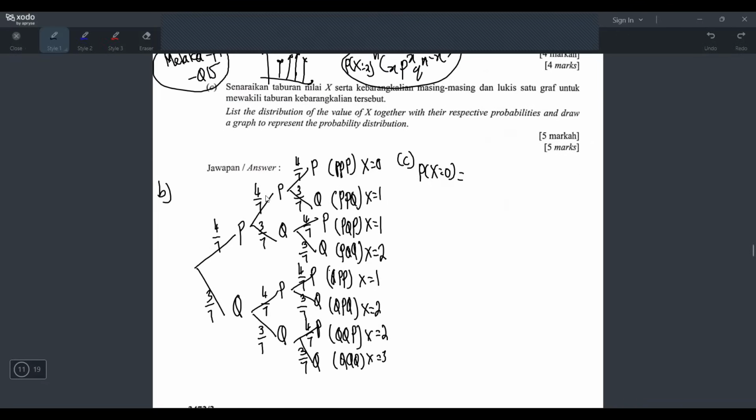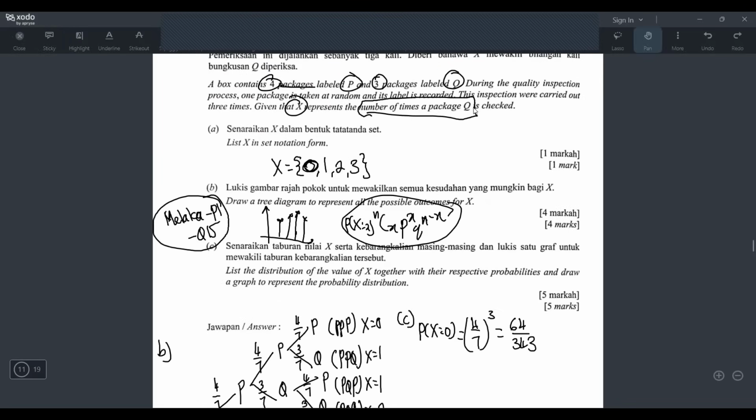So P(X=0) will be what? 4/7 times 4/7 times 4/7. It means (4/7)^3, right? So I'll just use my calculator and press. Okay, my calculator gives me 64/343. Okay, so this is P(X=0). But I have to calculate all of it. Wait. List and draw the graph. Okay, wait. Q is success, right?